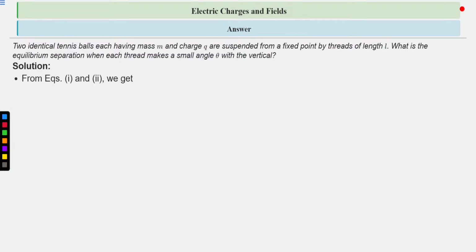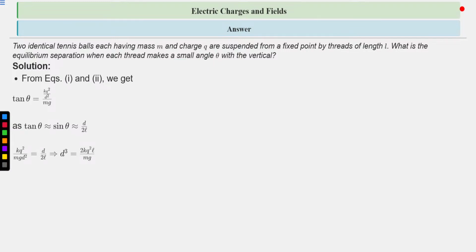Now, from equations 1 and 2, we get tan theta equal to kq² upon d² upon mg. We know that theta is a very small angle, so theta should be nearly equal to sine theta, or nearly equal to tan theta. So tan theta is approximately equal to sine theta, which from the diagram is approximately equal to d by 2l.